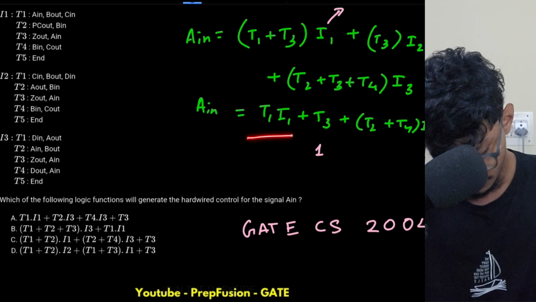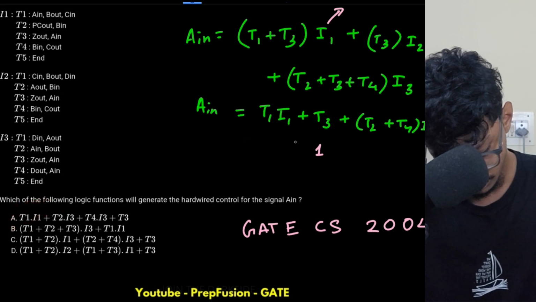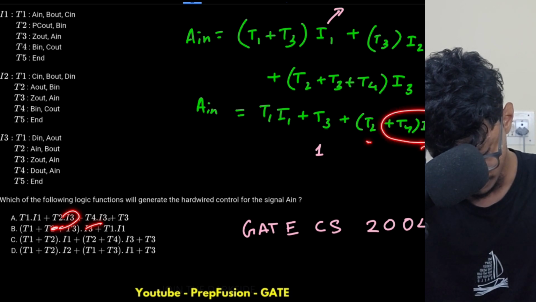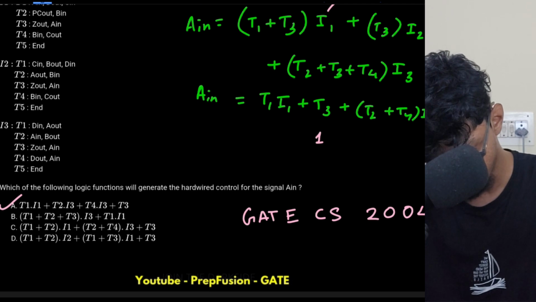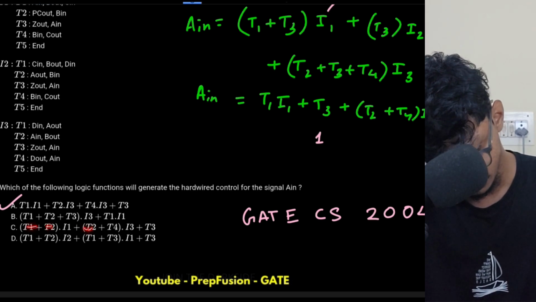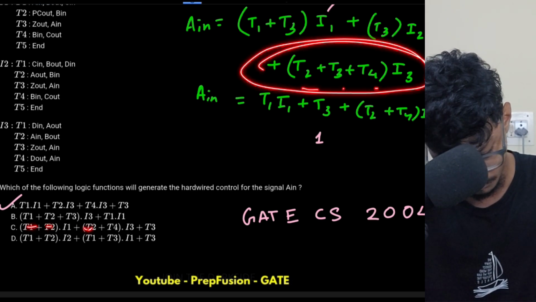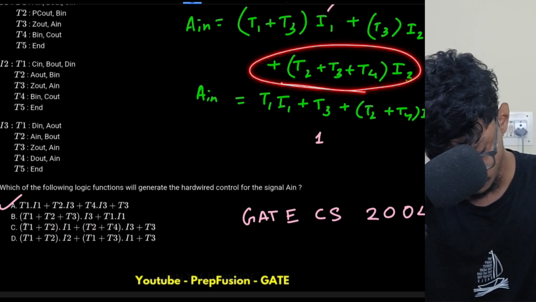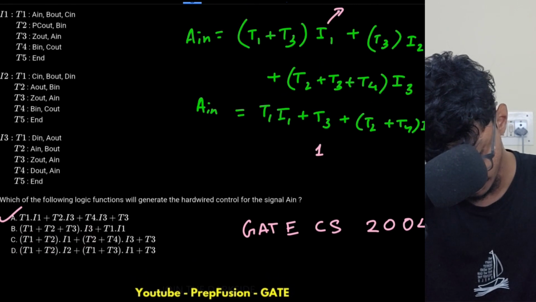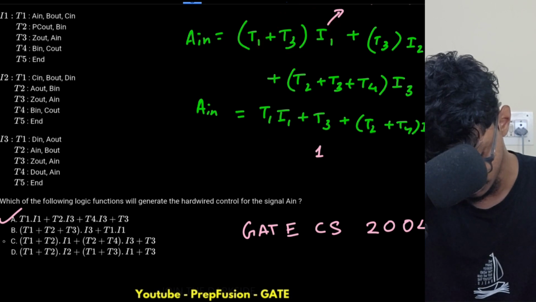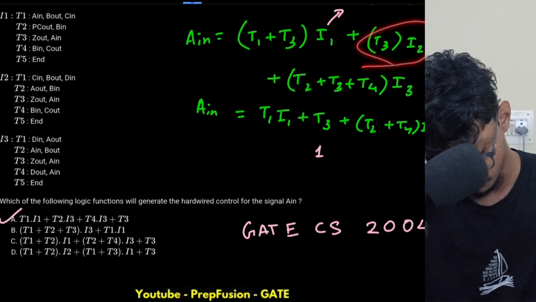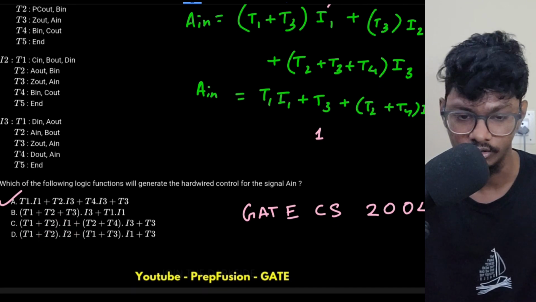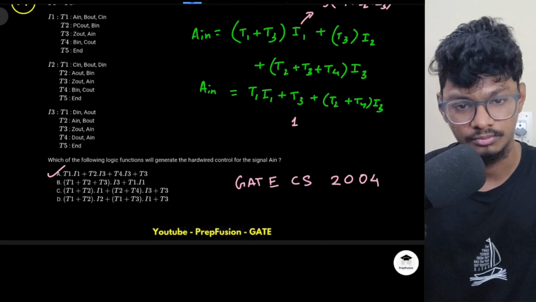Now T1 I1 is present here. T2 I3 yes. T4 I3 yes. T4 I3 is present. T3 yes. T3 is also present. So option A will be correct. You can check the other options. Other options won't match. Here I have T1 T2 T3 I3. T1 T2 T3 I3 no, right? T1 is not with I3. So this is gone. T1 T2 I1. T1 T2 no. T2 is not with I1. This is also gone. T1 T2 I2. T1 T2 I2 no. T1 is not with I2. So all the options are gone. So simple, it's simple Boolean algebra logic only.